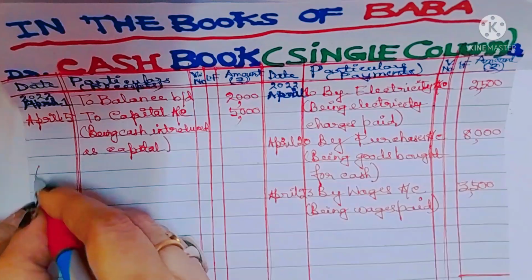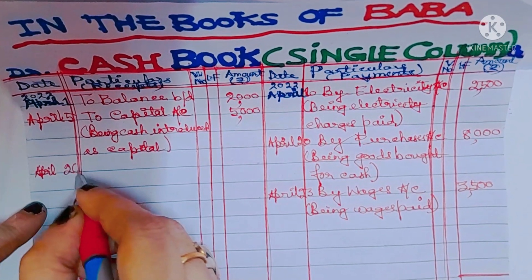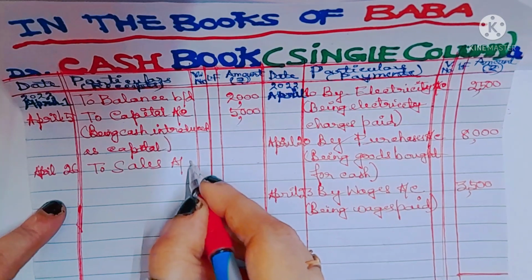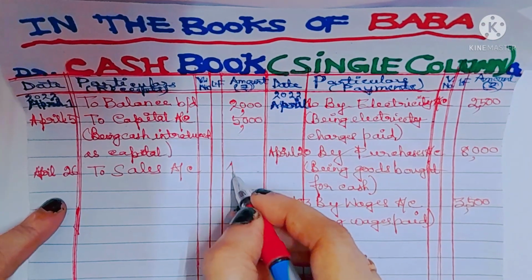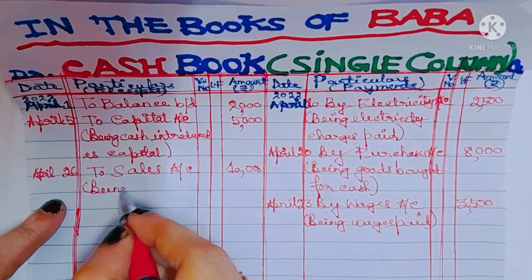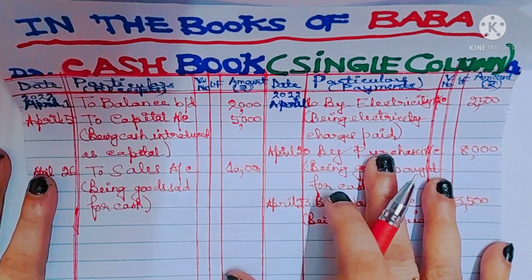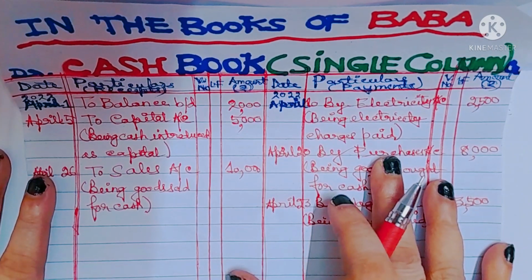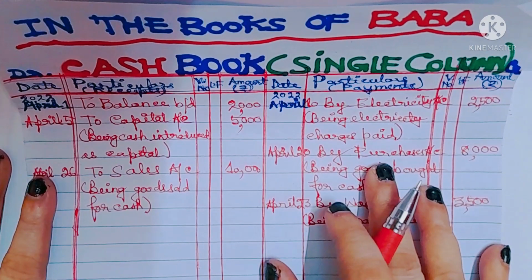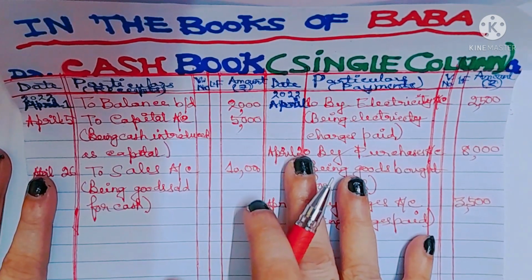Okay, so let's write 26th April, to sales account. How much? 10,000. Being goods sold for cash. Moreover, cash book is a real account. According to real account, what comes in is debit. Here, when goods are sold, cash comes into the business. So 10,000 will be debited. Okay. Now let's see the last transaction.